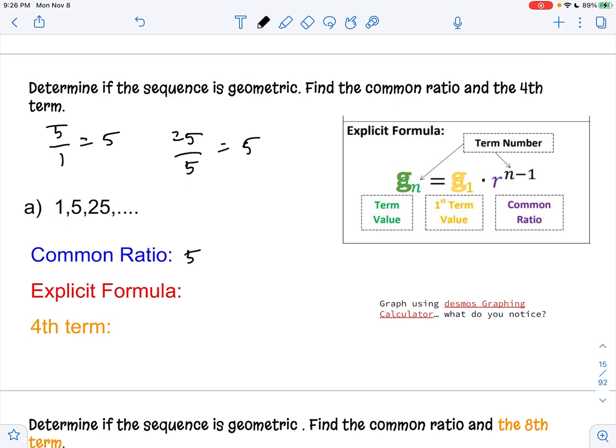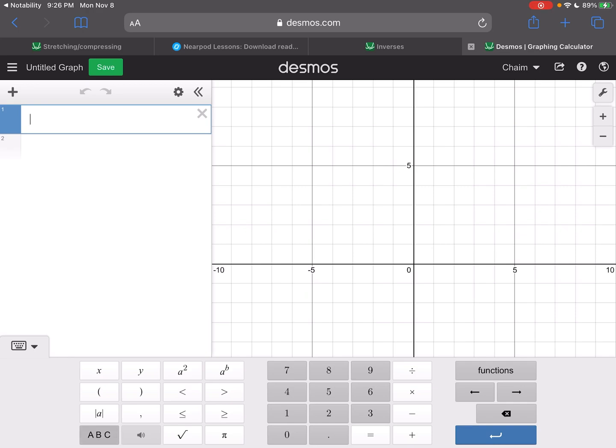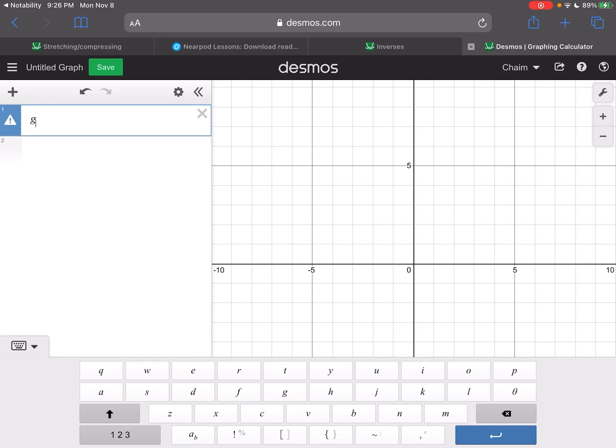Now the explicit formula, we need the first term. So we're going to say g of n, our geometric sequence. Its first term is 1. Once again, it won't always be. That's the first part. Then you multiply by the common ratio, which is 5, and raise it to the n minus 1 power. Plug that into Desmos. You're going to say g, and you're going to go subscript of n.